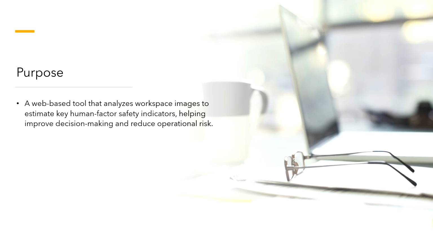The tool is simple. You upload a workspace photo and the system estimates key human factor safety indicators. We focused on elements that directly influence decision making, performance, and risk. Things like lighting, clutter, mood cues, and cognitive strain. This helps visualize how environmental conditions contribute to human error.